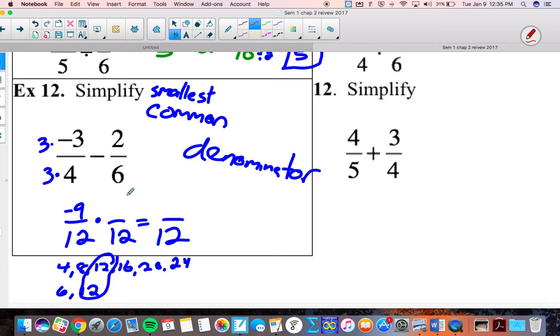-2/6. Well, 6 times what is 12? 6 times 2. So I'm going to multiply the bottom by 2 to get 12, but what I do to the bottom, I have to do to the top. So 2/6 is the same as 4/12. Ooh, folks, there is a mistake right now as you look at this.